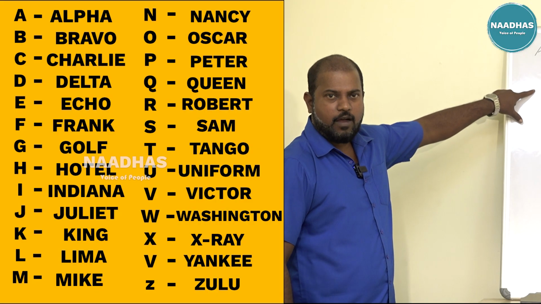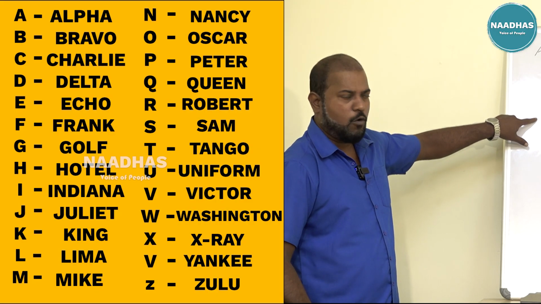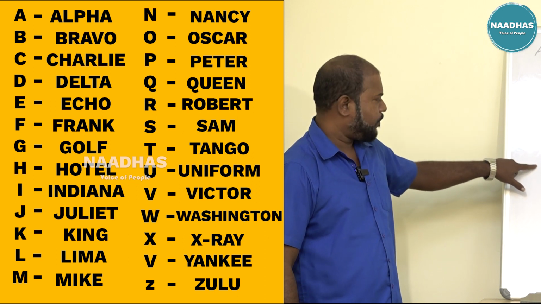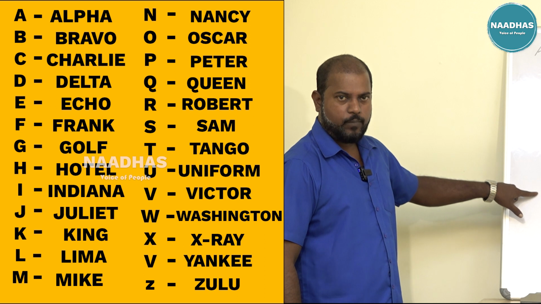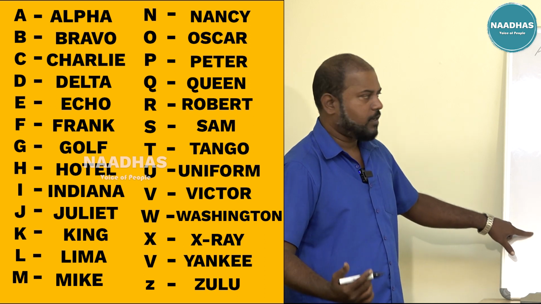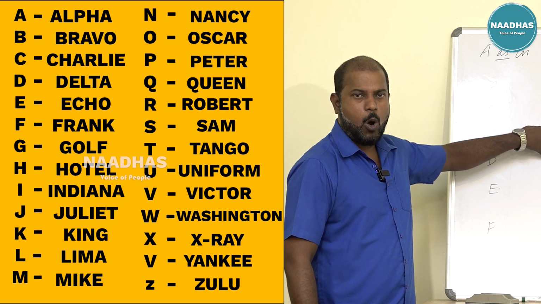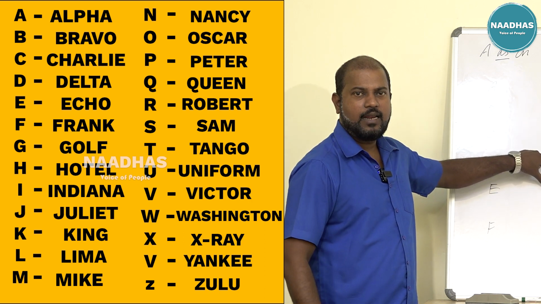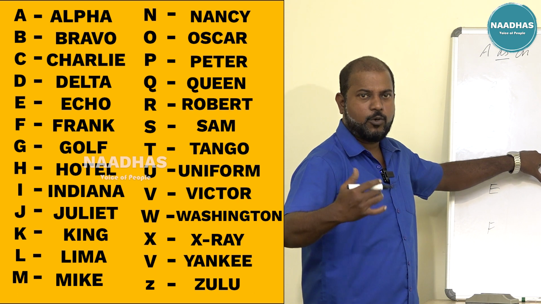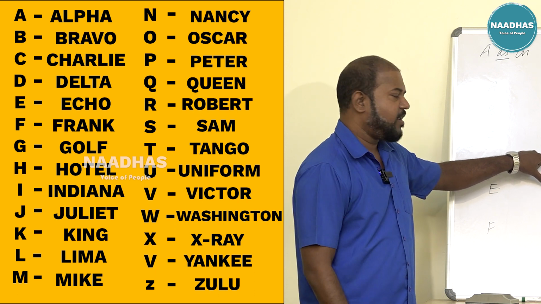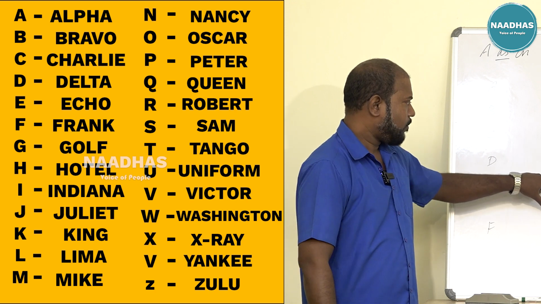A as in alpha, B as in Bravo, C as in Charlie, D as in Delta, E as in Echo, F as in Frank, G as in Golf, H as in Hotel, I as in Indiana. Sometimes you can tell India because India is known to all parts of the world. Okay, India is a very big country.